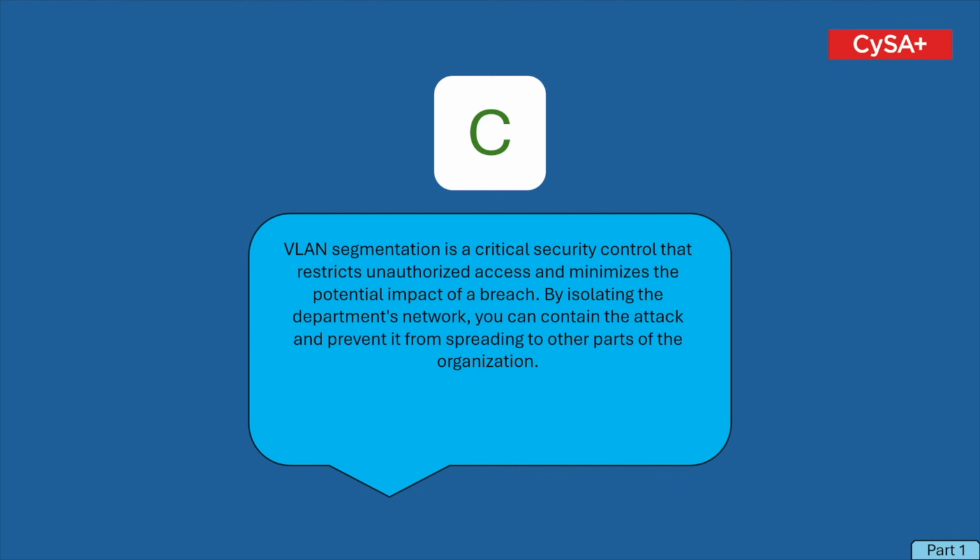VLAN segmentation is a critical security control that restricts unauthorized access and minimizes the potential impact of a breach. By isolating the department's network, you can contain the attack and prevent it from spreading to other parts of the organization.